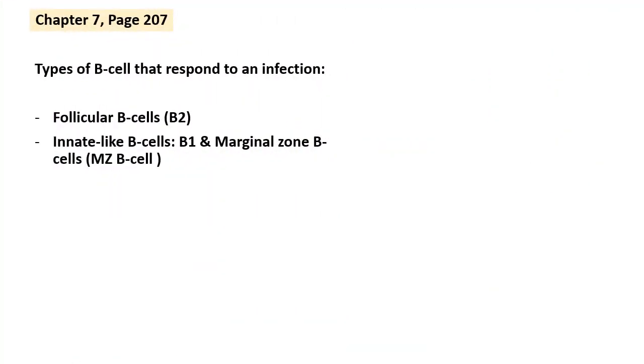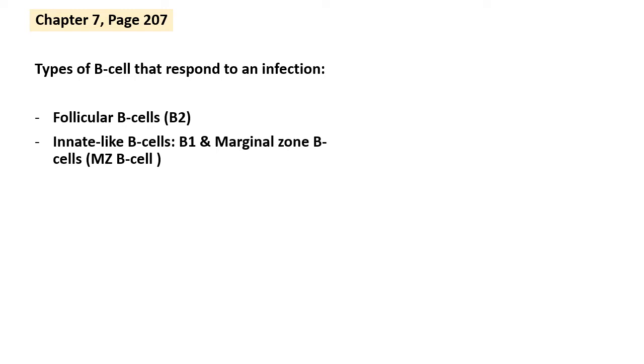Now, let us discuss something very important related to the humoral antibody immune response. There are types of B cells that respond to an infection, to an antigen, I mean. Follicular B cells, we call B2. These cells, present in lymphoid follicles of the spleen and lymph node, require T cells in order to generate high affinity antibody and to undergo class switching.